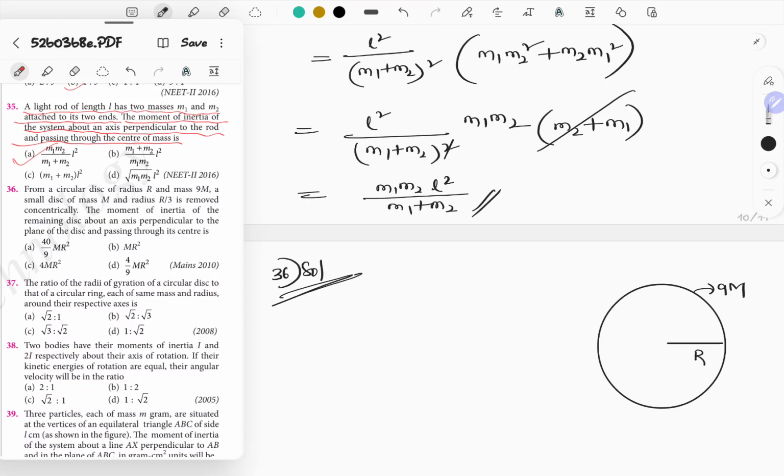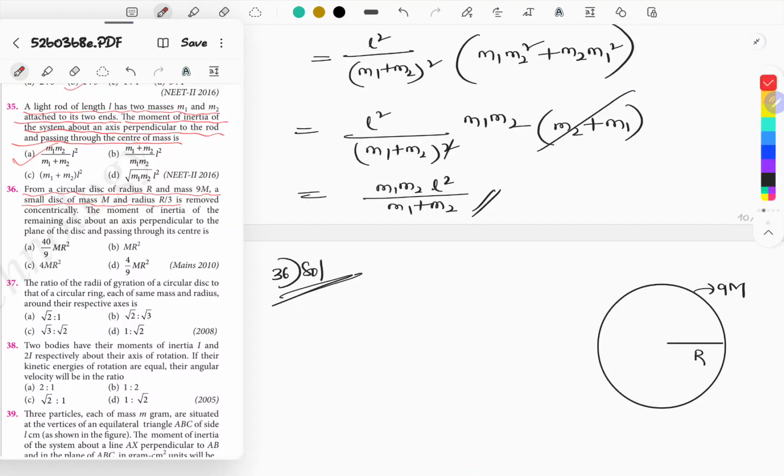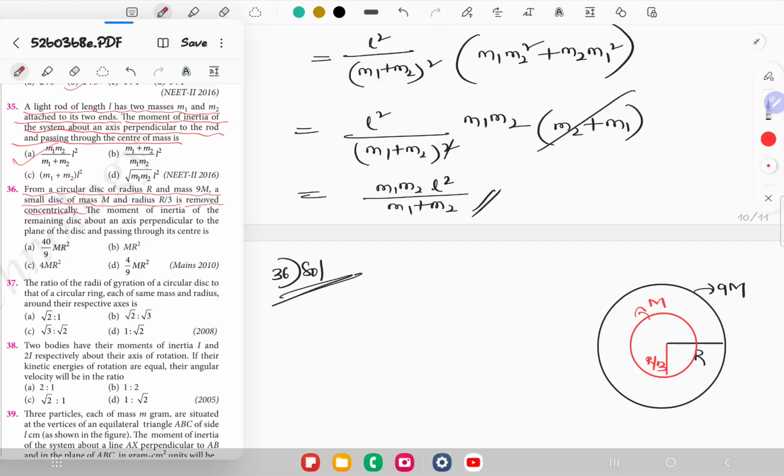Now observe question number 36. From a circular disc of radius capital R and mass 9M, a small disc of mass capital M and radius R by 3 is removed concentrically. The meaning of concentrically is that their centers of mass should be at the same position.